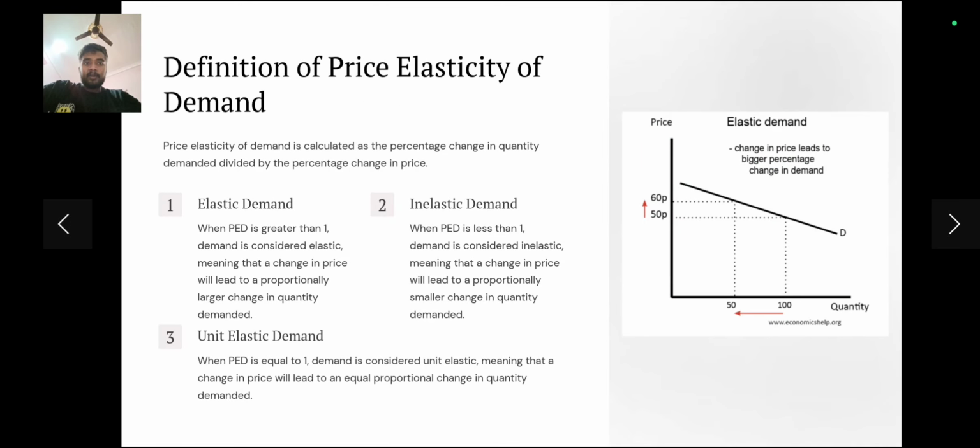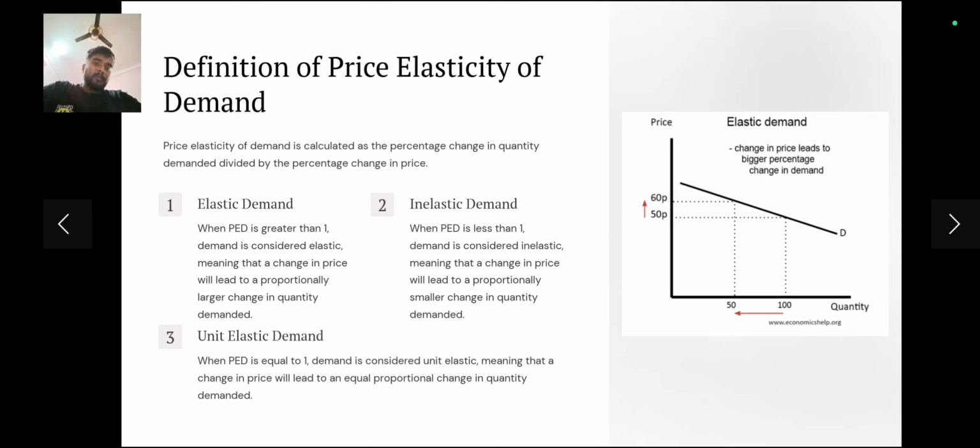Definition of price elasticity of demand. Price elasticity of demand is calculated as the percentage change in quantity demanded divided by the percentage change in price. Elastic demand: when PED is greater than 1, demand is considered elastic, meaning that a change in price will lead to a proportionally larger change in quantity demanded.